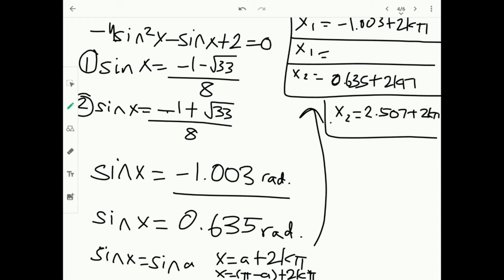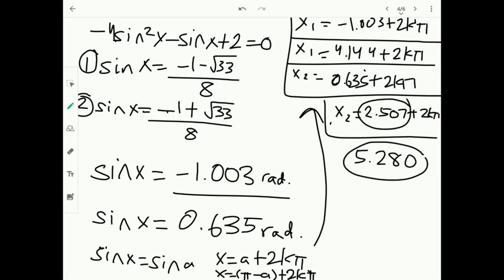And now pi minus 1.003, wait no, pi plus, sorry, because it's negative, 4.144 plus 2k pi. Now immediately we reject when k is 0. When k is 1, it makes sense. So let's just try that. Minus 1.003 plus 2 pi, we get 5.280. So this is our first accepted, second accepted, third accepted, fourth accepted. So we now have a total of 4 possible answers.